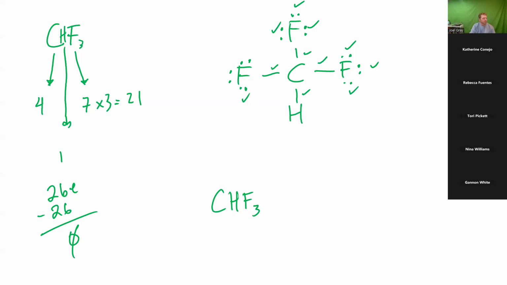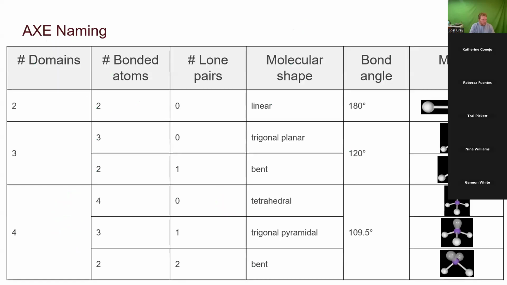AX4. Yep. The central atom is still carbon. It's got 4 adjacent atoms. CHF3 is still AX4. Okay. Now, what I want you guys to know is I want you to be able to use this information on this table.